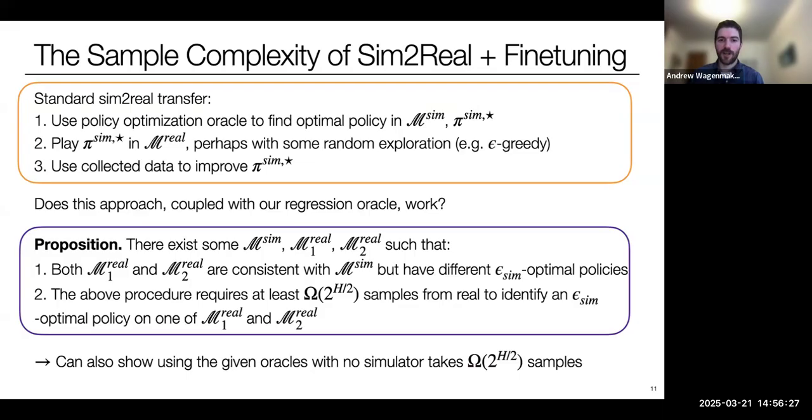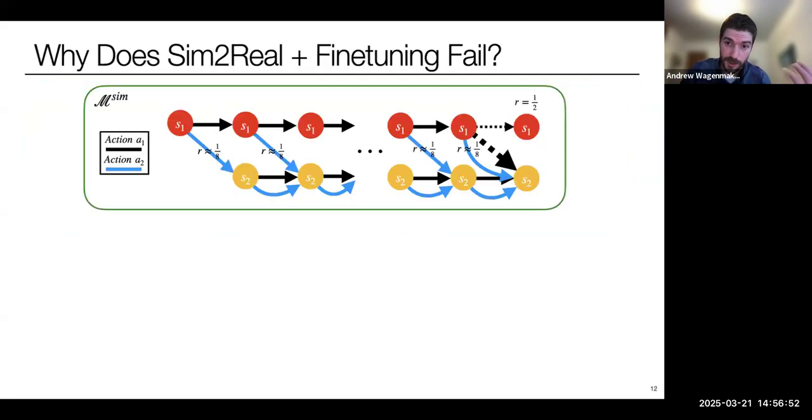If you require an exponentially large number of samples in real, this is not an algorithm that you're actually going to be able to run. And so this says that standard sim to real transfer, what people are doing in practice, is not theoretically justified. You can find examples where this breaks down. And I think it's informative to understand why this breaks down, so let's walk through a simple example.